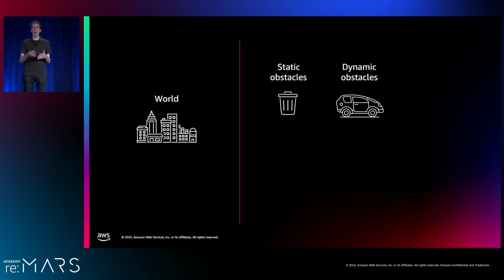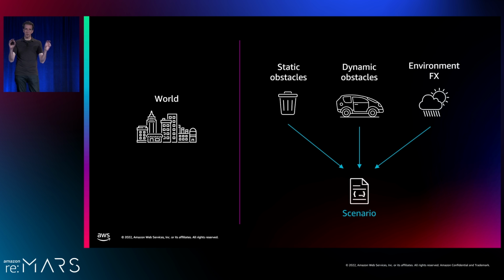Dynamic obstacles are any of those objects in the world that are moving during the time of the simulation. So think of things like pedestrians and cyclists and cars. And then we also have environmental effects. So that would be things like the time of day, the visibility conditions, the weather conditions for that particular scenario.